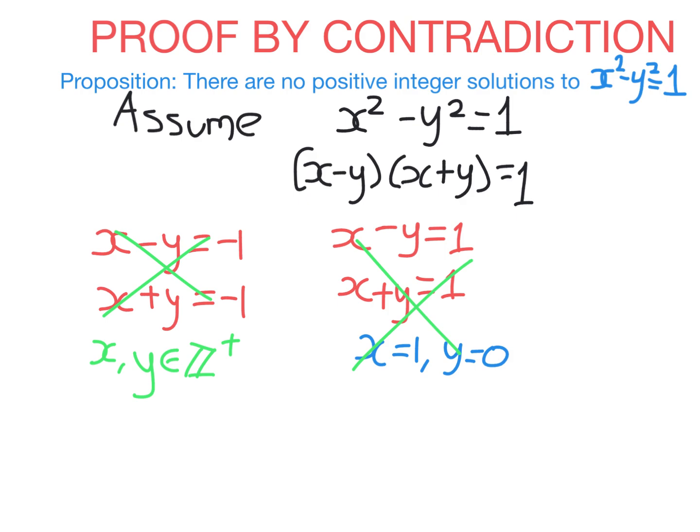So we have just shown that there can't be any positive integer solutions to this, because if there were, we would arrive at a contradiction. The contradiction being that the sum of two positive integers is -1, or that one of them has to be 0. So we have shown that if you start with this premise, you get a contradiction, so our original statement here was false.